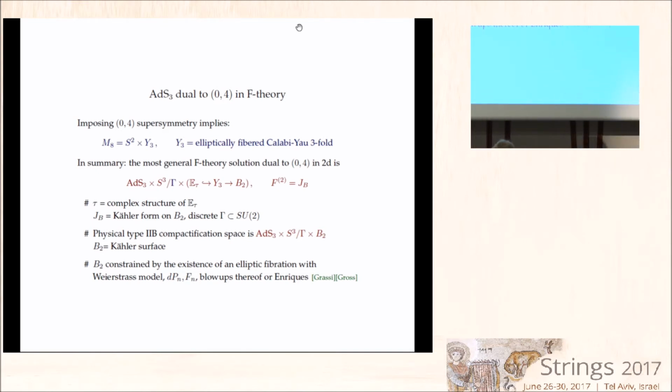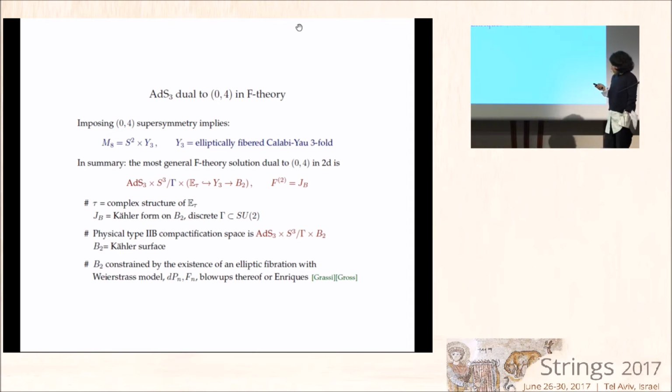J_B is the Kähler form. And in fact, we can allow for a discrete quotient by a subgroup of SU2. We can act with, for example, some Z_M subgroup, and that still preserves (0,4) supersymmetry. So the physical compactification space of type 2b string theory would be AdS3 times S3 mod gamma times B2. B2 is a Kähler surface, and the constraint on it is that it allows an elliptic fibration to be put on it that's Ricci flat. That constrains it to be a Del Pezzo surface, F_n, or a blow-up of these, or an Enriques surface.